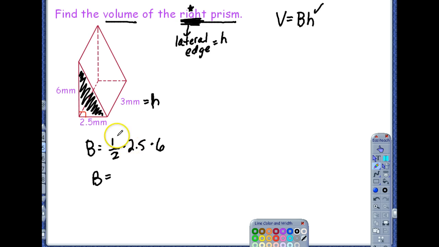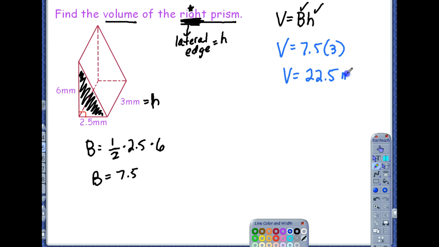All right, so I would do 1/2 of 6. Yeah, so that's 3, and then multiply that by 2.5. What are we getting? 3 times 2.5 will give us 7.5. All right, I have the height already. I have the base area. Now I can just go ahead and find the volume. Again, notice how quick that was. So 7.5 times 3. So my total volume would be? Let's see, 7.5 times 3 is going to give us 22.5. And this is? This is millimeters cubed.